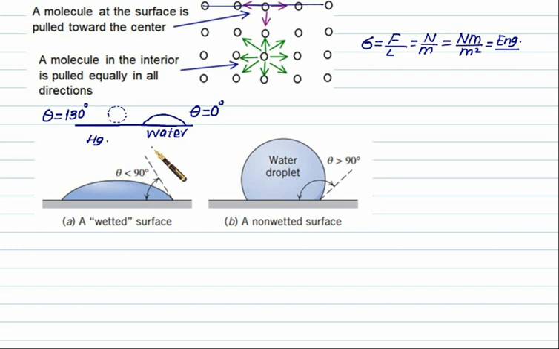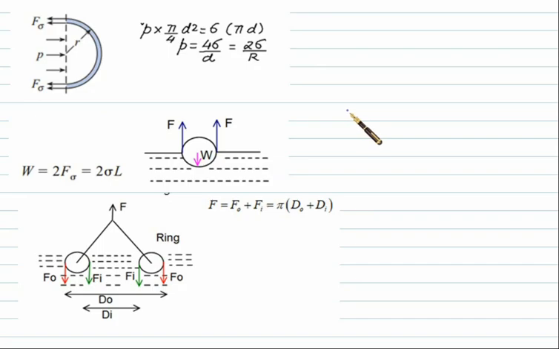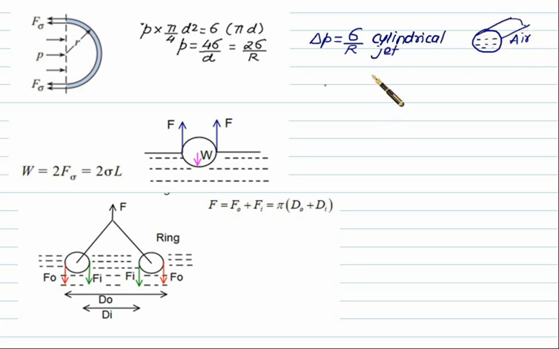Solve the problem of surface tension force in the case of a raindrop, in the case of a bubble, and in the case of a spherical bubble. You have to remember that delta P is the excess pressure, which is given by sigma divided by R for a cylindrical jet. Cylindrical jet is this shape. We have delta P equal to 2 sigma divided by R in the case of a raindrop or a bubble. Bubble and raindrop are identical situations.